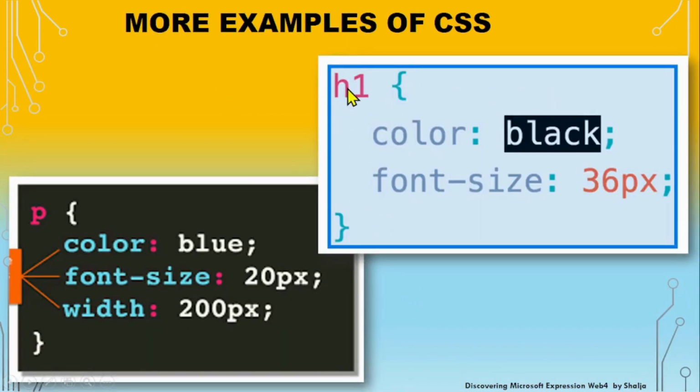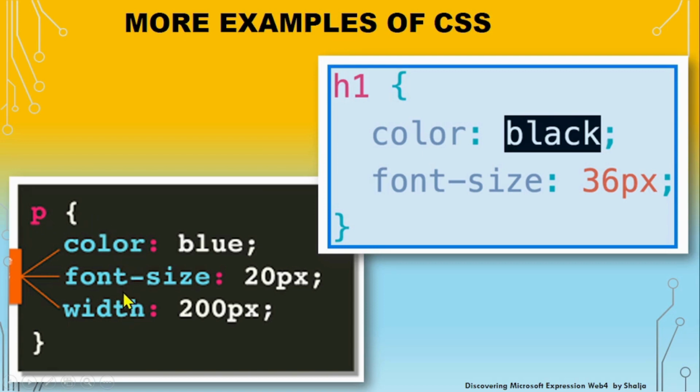Here you see the H1 heading 1 tag. Earlier we saw it placed in a single line, but you can do it this way as well. Look at that. Color black, semicolon, come to the next line, font size 36 pixels. And there is a pair of curly braces.